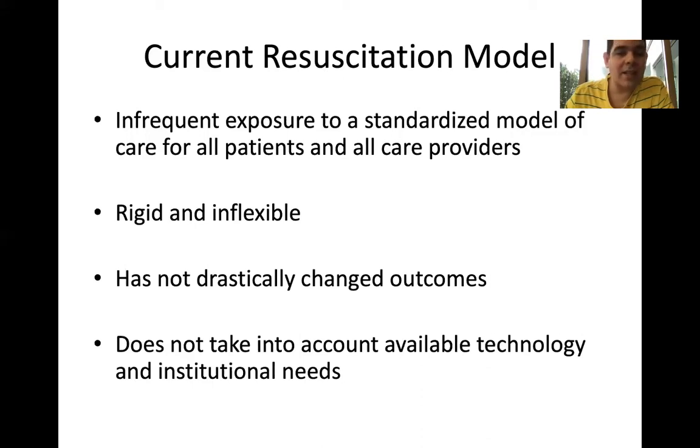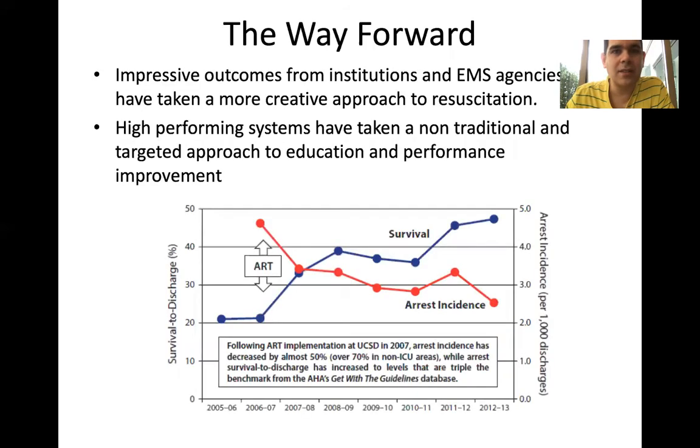So the other thing is that current ACLS teaching does not take into account available technology as well as differing institutional needs. So I think the way forward is to implement a more adaptive training program, which incorporates new technology. And this has been done in the United States, initially pioneered by Dr. Dan Davis from California, from UCSD. He started out the ART program, which stands again for Advanced Resuscitation Techniques. Now, this was way back in 2007.